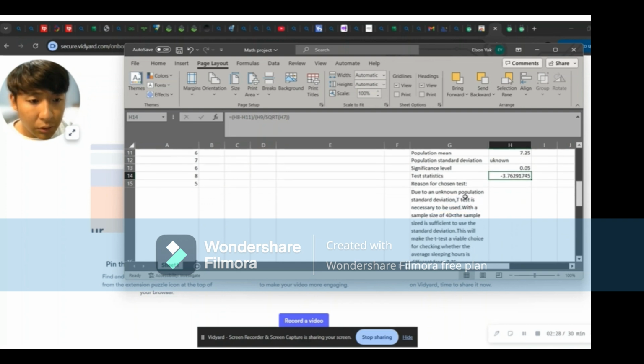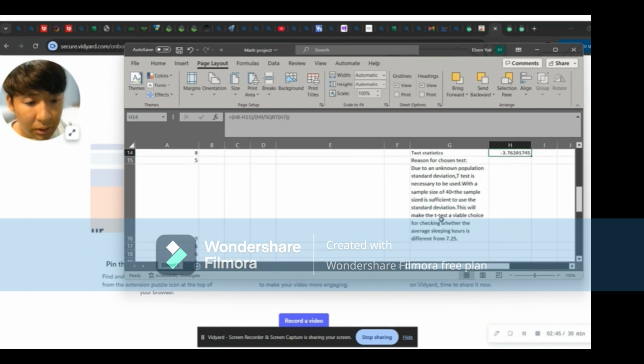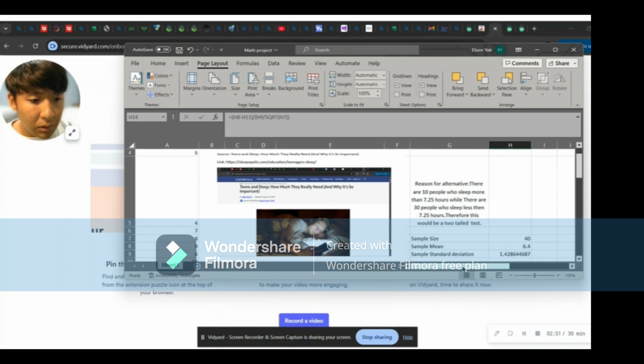So my reason for choosing the t-test is that, due to an unknown population standard deviation, the t-test is necessary to be used. With a sample size of 40, the sample size is sufficient to use for the standard deviation. This makes the t-test a viable choice for checking whether the average sleeping hours is different from 7.25.